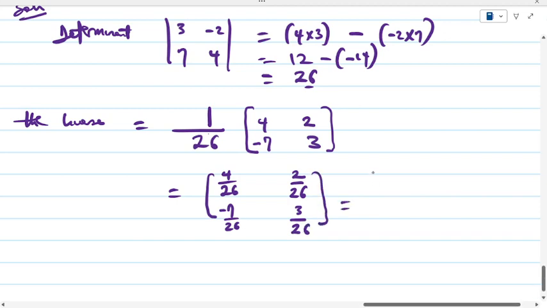So let's simplify and take it to the lowest form. So we have 2 over 13 and 1 over 13. This cannot be simplified further, so we have minus 7 over 26 and 3 over 26. Alright, so you can take your time to go through the video again.